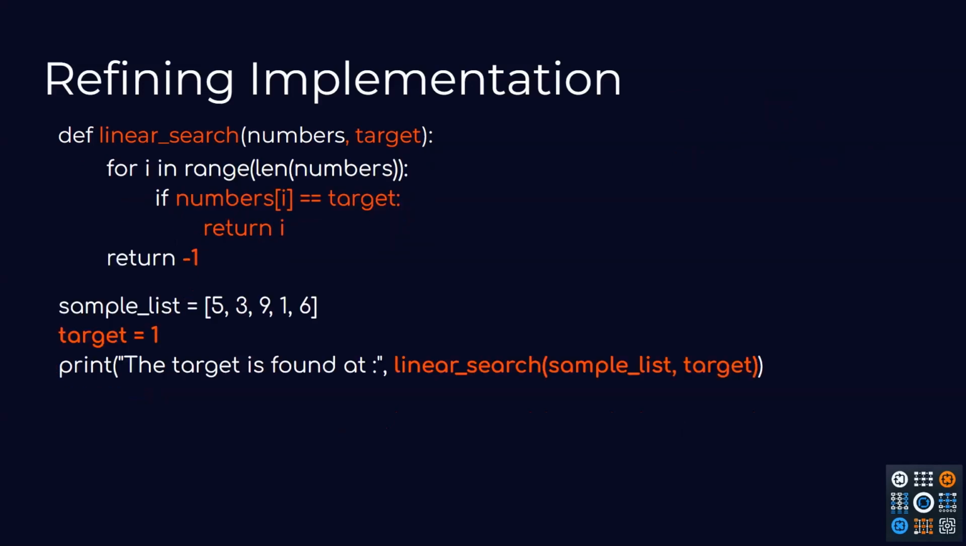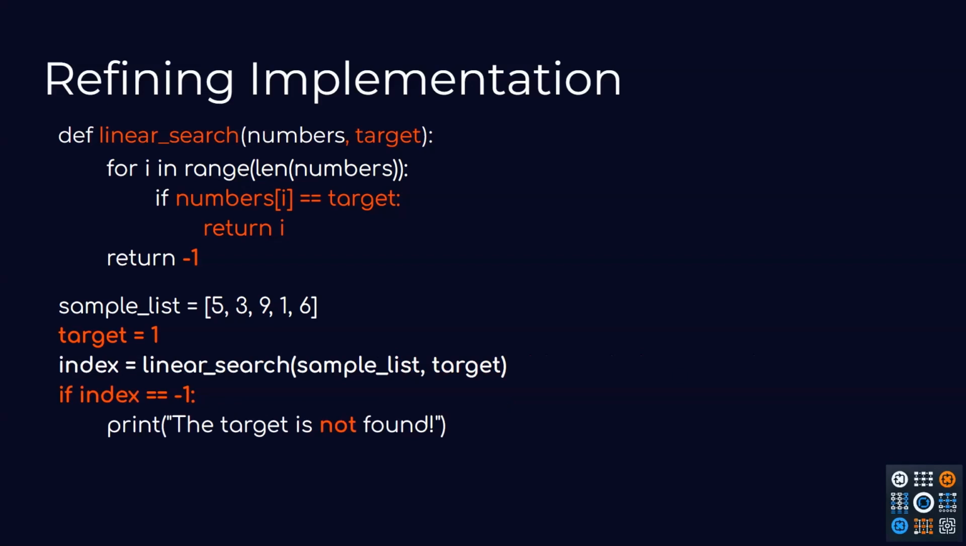Now let's further refine our linear search function to make the output more informative and user-friendly. So far, we directly print the result of the linear search function, which shows the position if the target is found or a -1 if it isn't. While this worked, it doesn't clearly communicate whether the target is found or not in a way that's easy to understand. To improve this, we will first store the result of the linear search function in a variable called index. This allows us to check the result before deciding what to print.